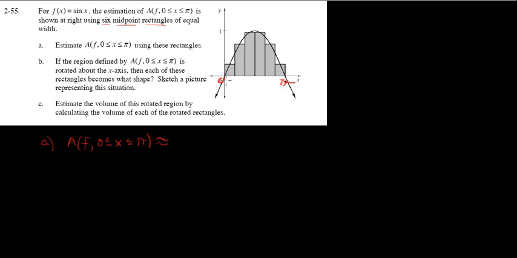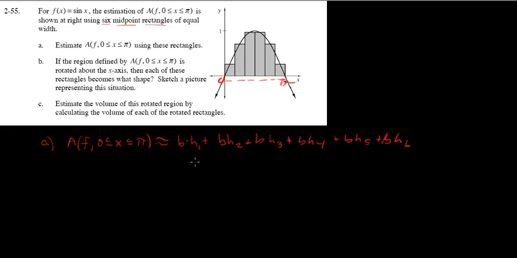So what is the base? We're going from 0 to pi, and we have 1, 2, 3, 4, 5, 6 rectangles. Let me step back. It's basically base times height 1, plus base times height 2, plus base times height 3, plus base times height 4. Each of these is the area of a rectangle, plus base times height 5, plus base times height 6.